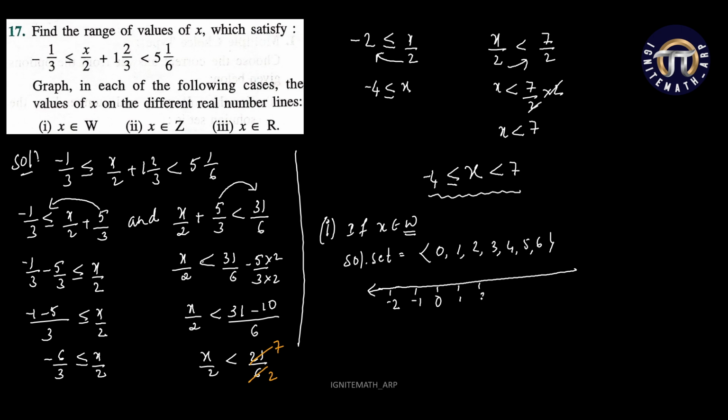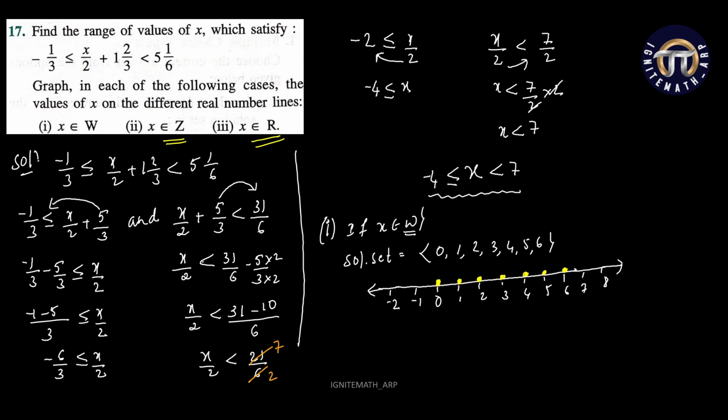Then this is 1, 2, 3, 4, 5, 6, 7 and 8. So x belongs to the set of whole numbers. I should not darken the intermediate place. So I should directly darken only the numbers which I have written in the solution set. 0, 1, 2, 3, 4, 5 and 6. Clear? Okay, this itself is the solution set.